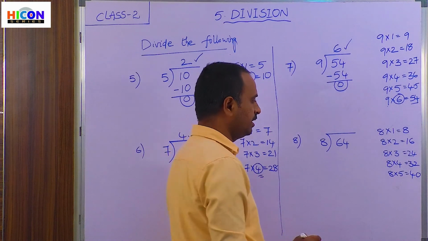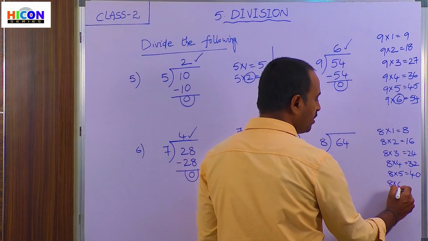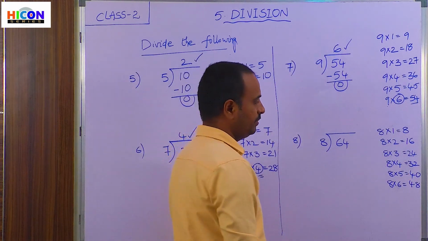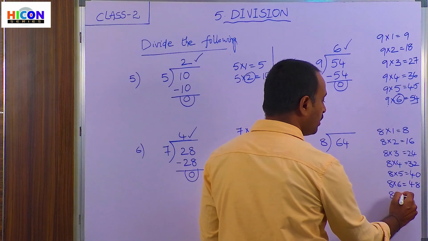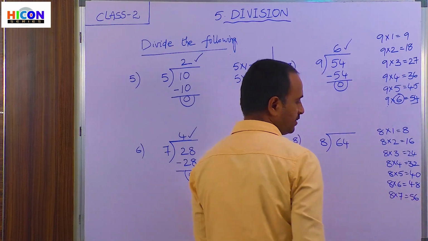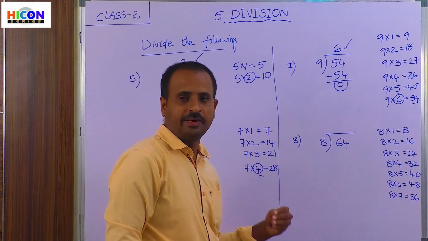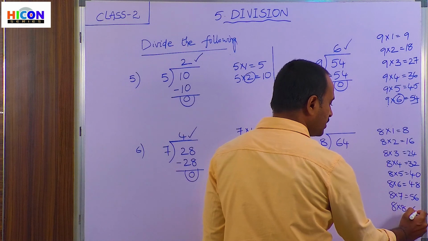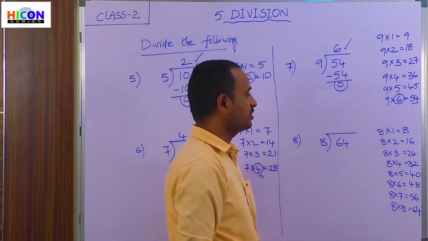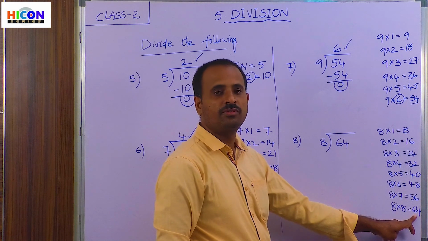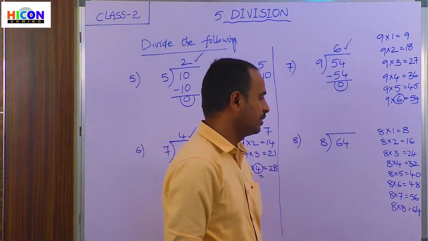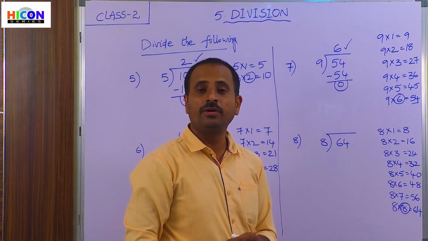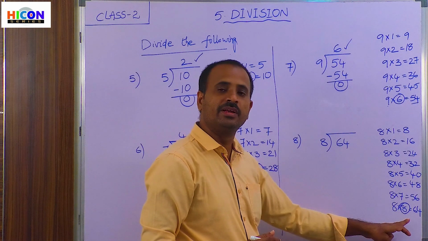So next take 6 times. So 8 sixes are 48. Now take 7 times. That is 8 sevens are 56. And now take 8 times. That is 8 eights are 64. Yes, now we have got the number 64. How many times you have to take? You have to take 8 times to get 64. So 8 times 8, then we will get 64.